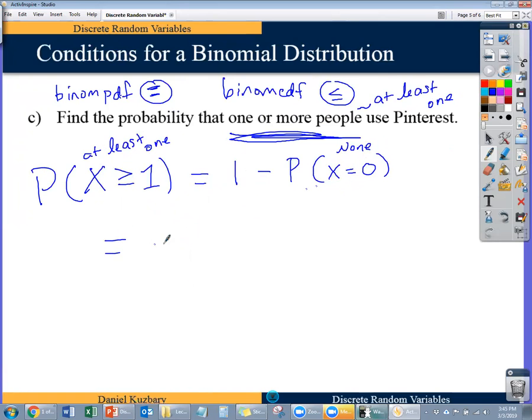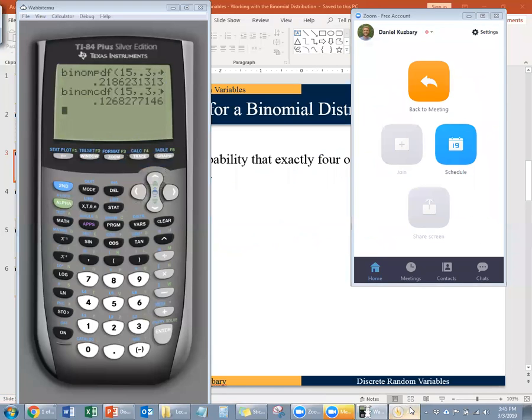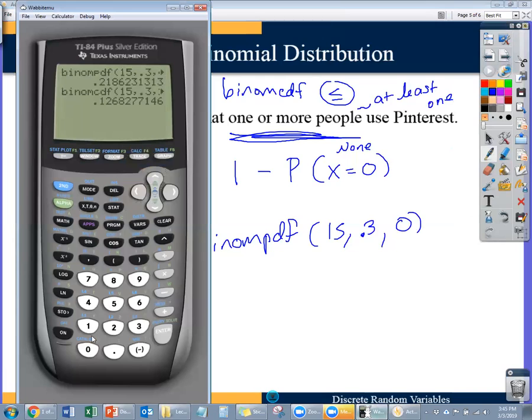So let's do it. Using bad calculator notation, this is 1 minus binom. I've got an equal to sign, so I'm going to use the PDF one. BinomPDF, n is 15, p is 0.3, and then my x is 0. And I can put 0 in there because that just means 0 people are using Pinterest, which is possible. It's a real thing that could happen. So let's do 1 minus binomPDF in the calculator. I've got to go find binomPDF.